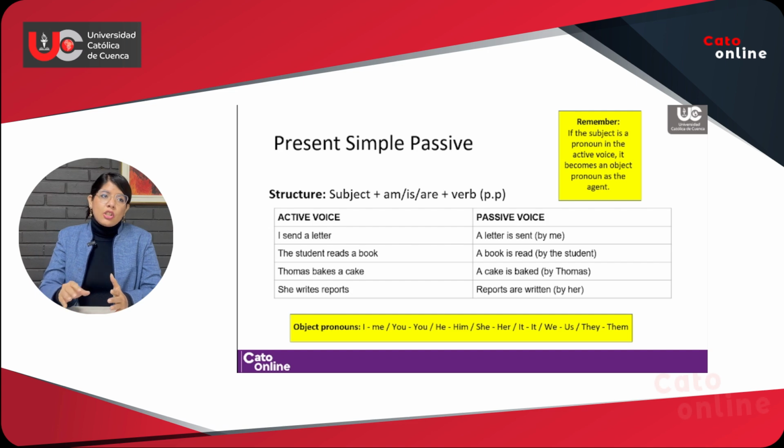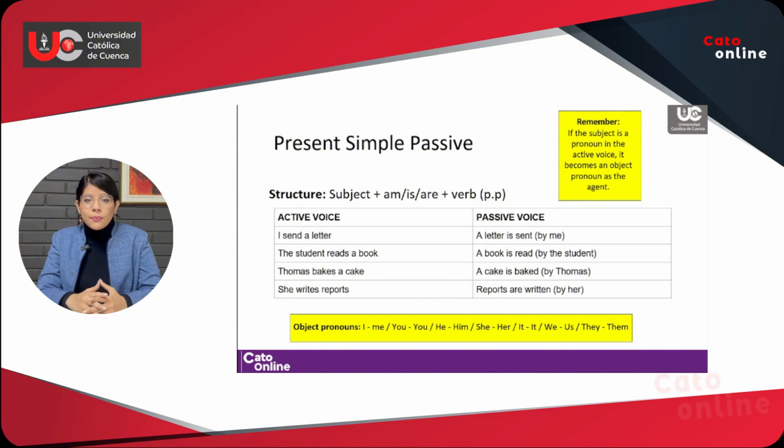In this case, we're going to be focusing specifically on the present simple passive. When you want to change a sentence that is in the simple present to the simple present passive, the structure is going to be the subject followed by am, is, or are, depending on who the subject is, and then the verb in the past participle. Let's take a look at examples that we have right here.